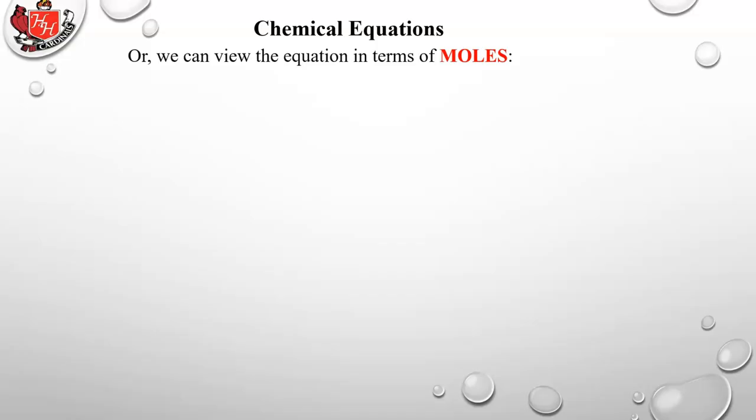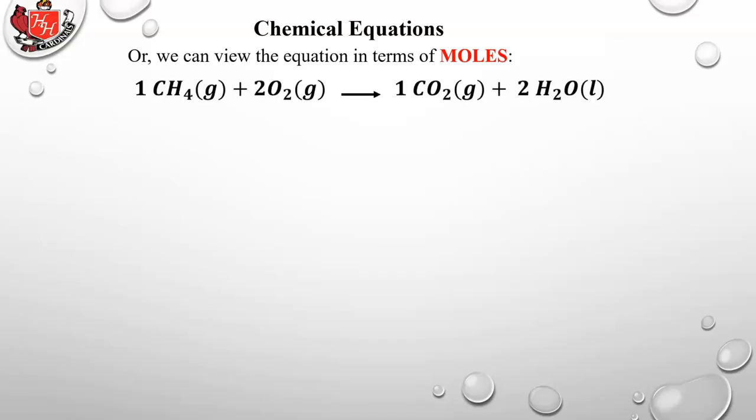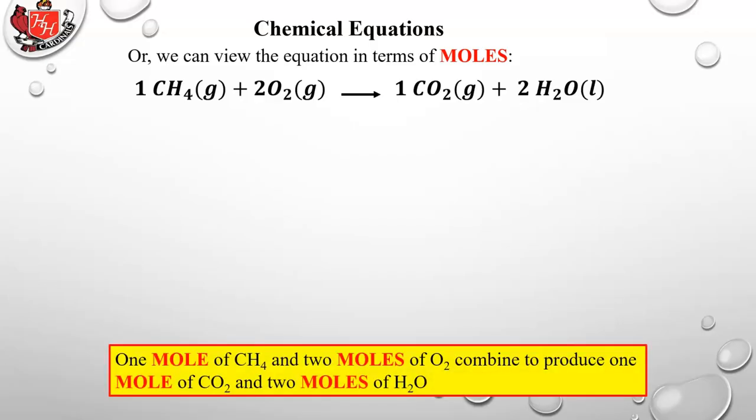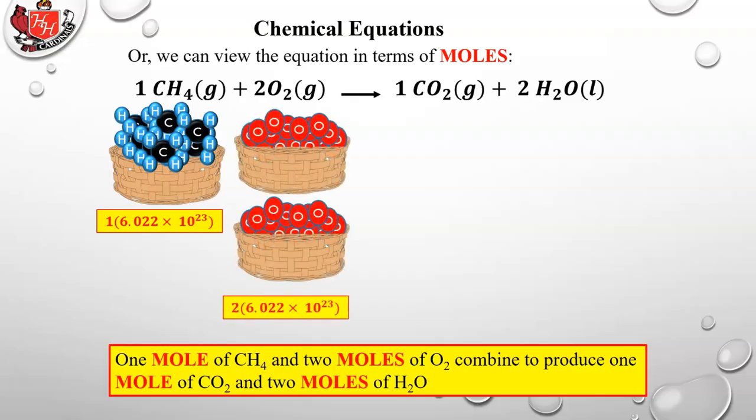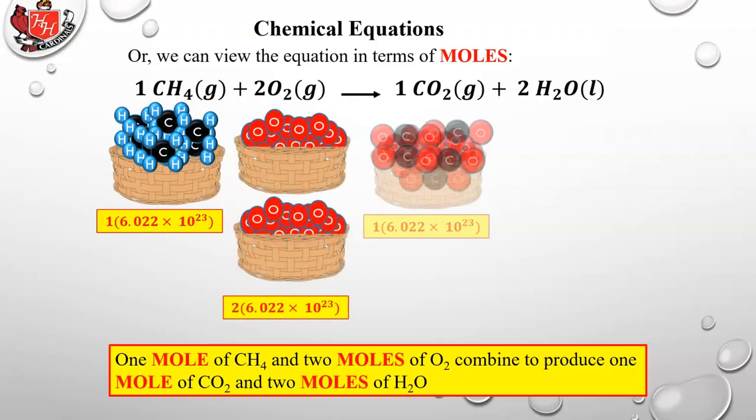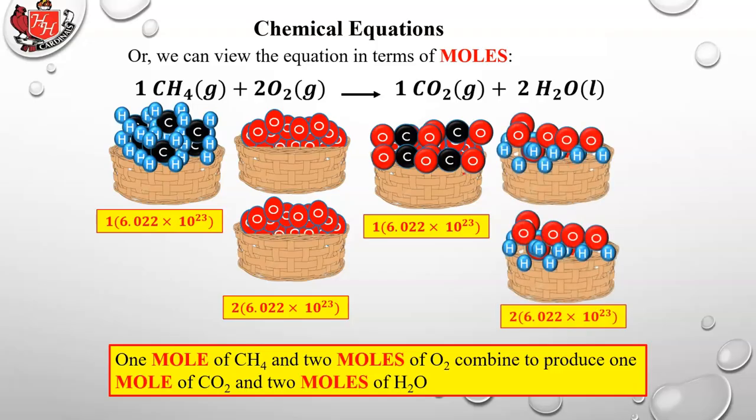Or we can view it in terms of moles, and that's the way we're going to think of things going forward. So there's the reaction. So 1 mole of CH4 and 2 moles of O2 combine to produce 1 mole of CO2 and 2 moles of H2O. Remember, a mole is one of those big baskets of molecules, 6.022 times 10 to the 23rd. In other words, it's an amount big enough for us to actually see and weigh on a scale.